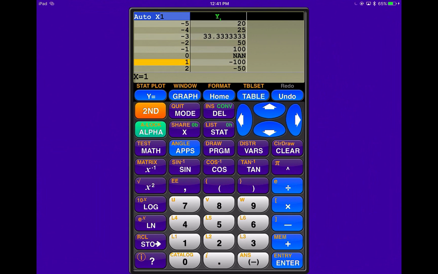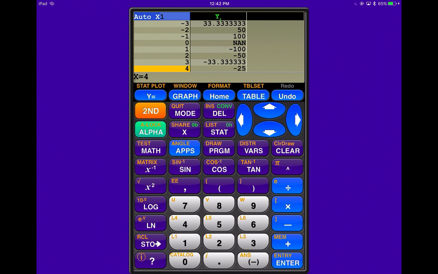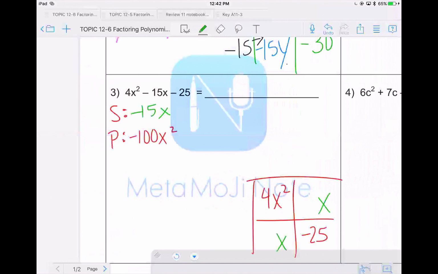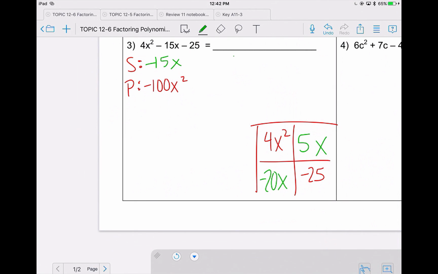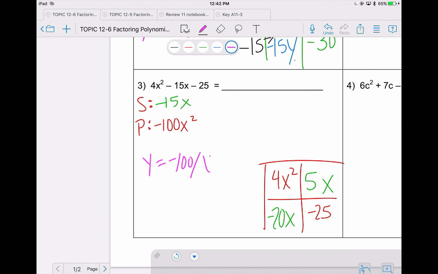So I'm looking for two numbers that add to negative 15. So 1 plus negative 100 is negative 99. 2 plus negative 50 is negative 48, not a whole number. 4 plus negative 25 is negative 21. 5 plus negative 20 is negative 15, which is what I needed. So my factors are going to be a 5 that's positive and a 20 that's negative. And remember, we got this by putting negative 100 divided by x in y equals.